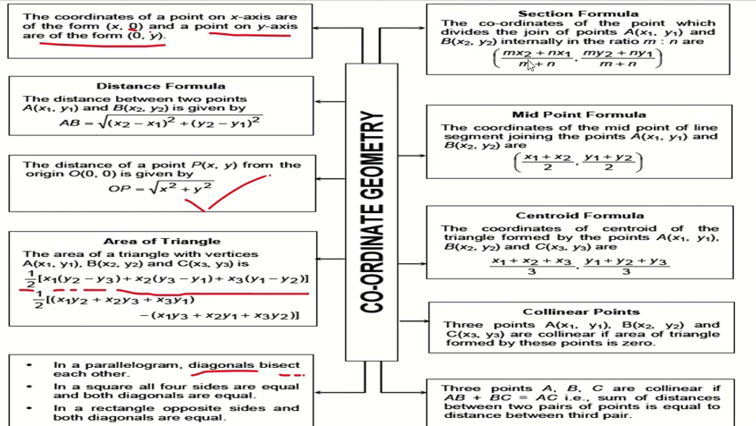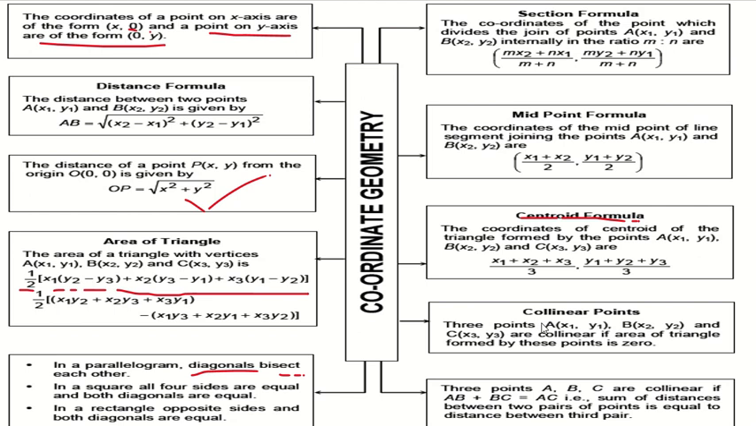Then we learned about the section formula, right? If a point divides a line segment, then you will use the section formula: (mx2 plus nx1) by (m plus n), comma, (my2 plus ny1) by (m plus n). Then we learned about the midpoint formula: (x1 plus x2) by 2, (y1 plus y2) by 2. Then they can ask you for the centroid of a triangle. The centroid is adding up the 3 x-coordinates and the 3 y-coordinates: (x1 plus x2 plus x3) by 3, and in the same way (y1 plus y2 plus y3) by 3.